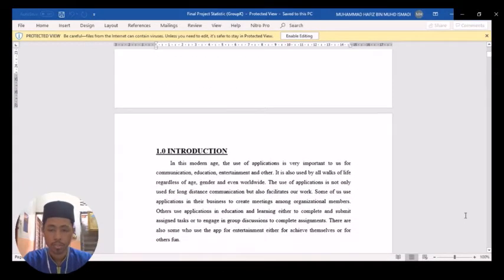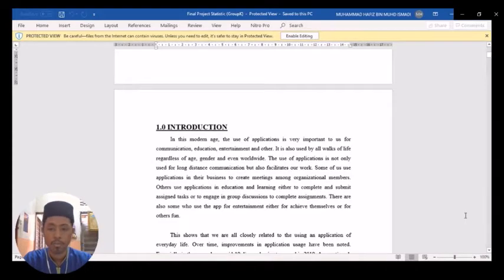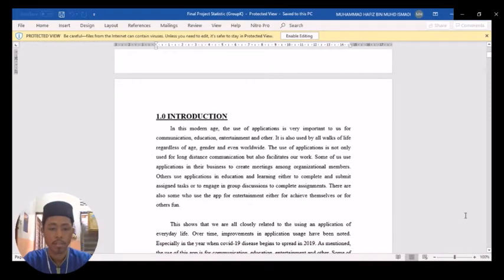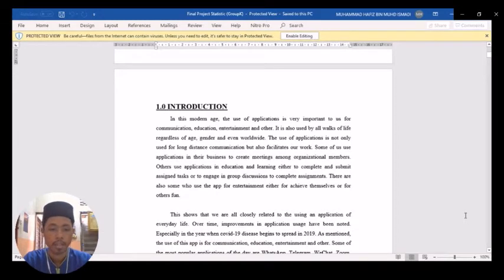In this modern age, the use of applications is very important to us for communication, education, entertainment, and others. It is also used by all walks of life regardless of age, gender, and even worldwide. The use of applications is not only for long-distance communication but also facilitates our work. Some of us use applications in daily business to create meetings among organization members.